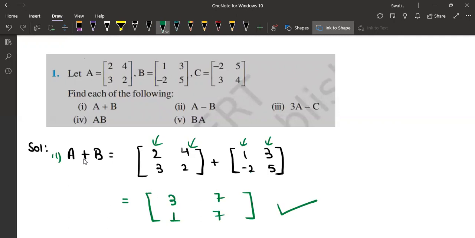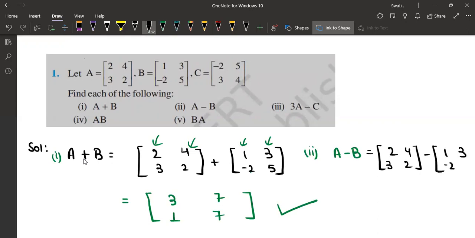It is very simple. Now let's do the second one, A minus B. This is also very simple, just the way we did addition. We just need to subtract. So let me write down this again, 2, 4, 3, 2, and now we have to subtract 1, 3, minus 2, 5. Again, the corresponding entries will get subtracted. So 2 minus 1 is 1. 4 minus 3 is 1. 3 minus minus 2, minus minus is plus, so 3 plus 2 will become 5. And 2 minus 5 is minus 3. So this is the answer for the second one.